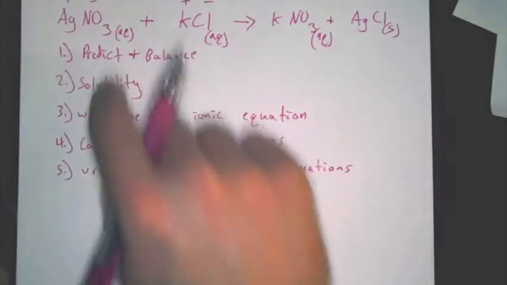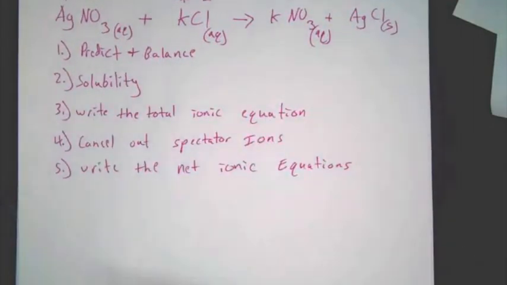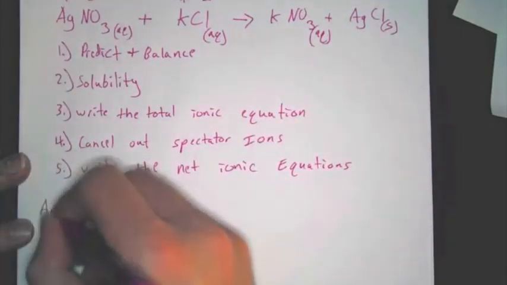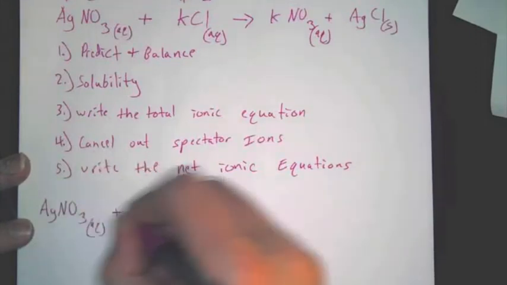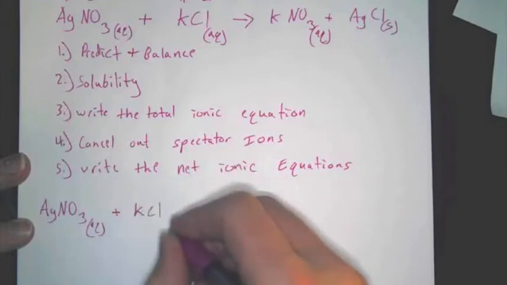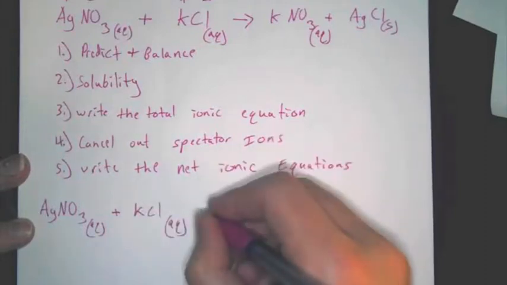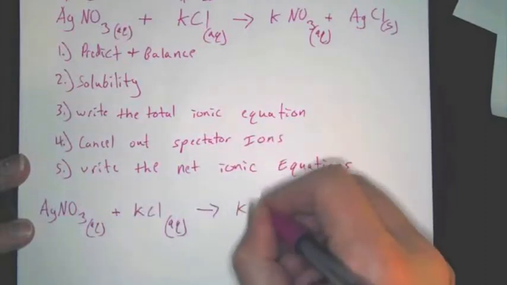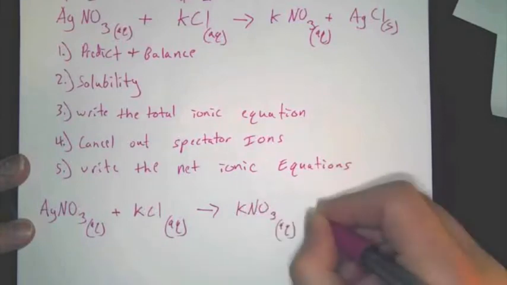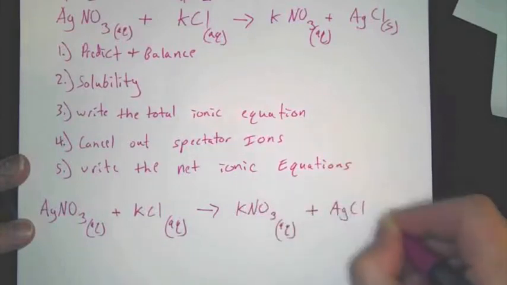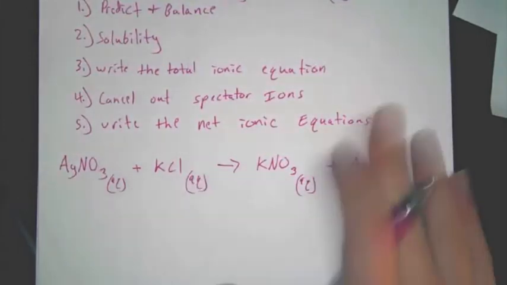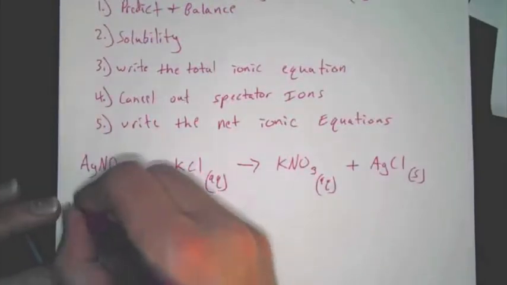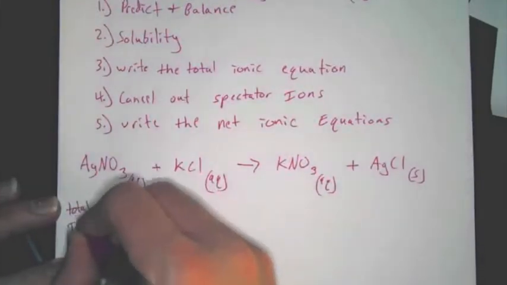So we've now done number 1 and number 2. What I'm going to do is rewrite the equation down here simply because I need to be able to reference it below all this stuff. All right, so there's our equation. It's predicted, it's balanced, it's got the solubility done. All right, so step 3, we're going to write out our total ionic equation.